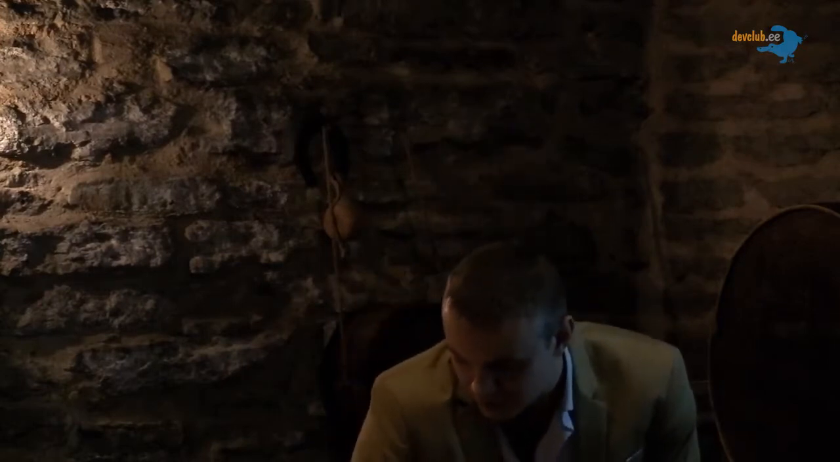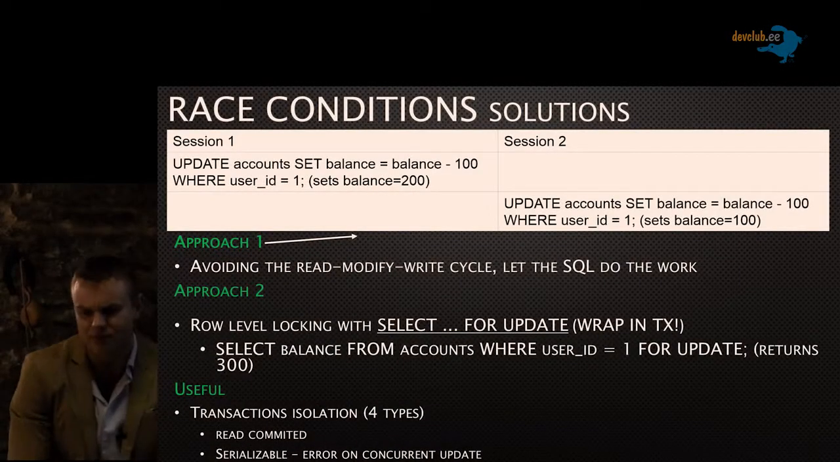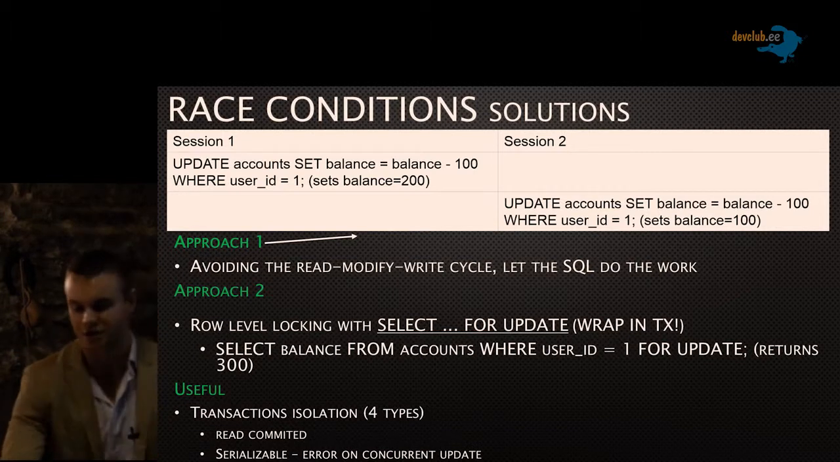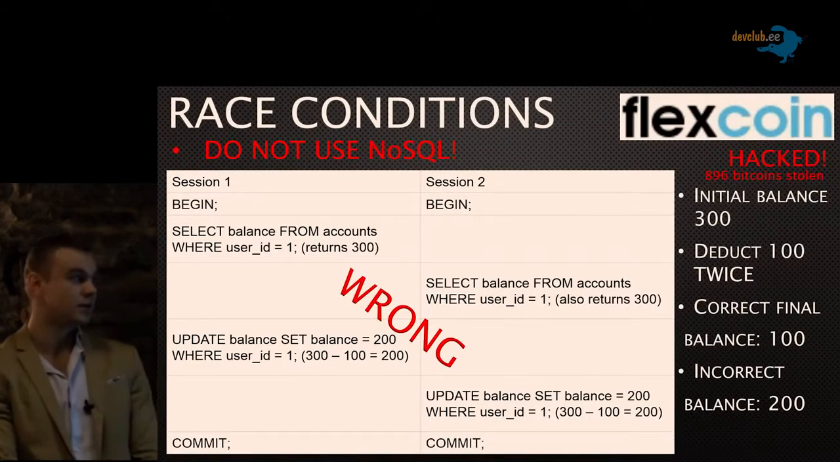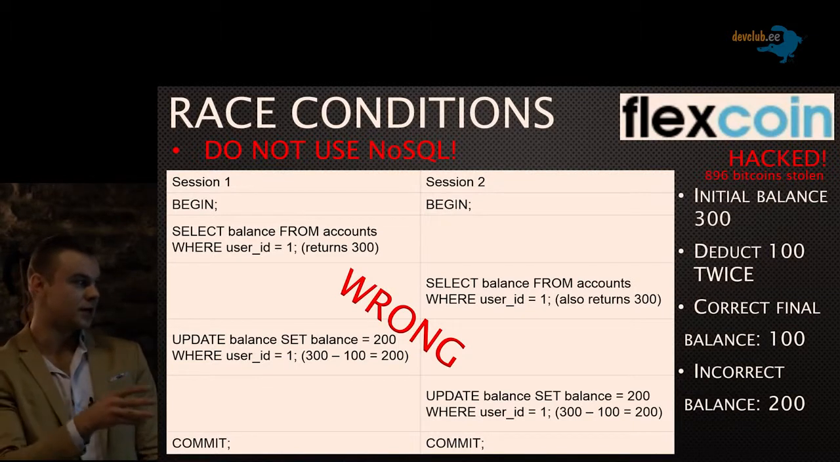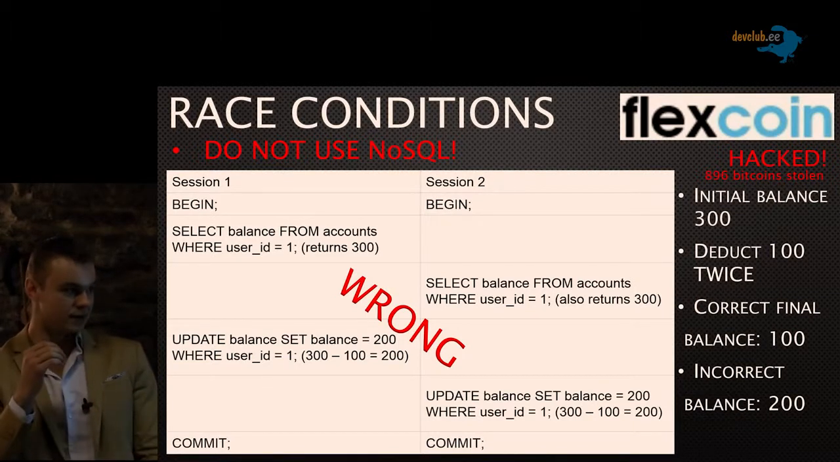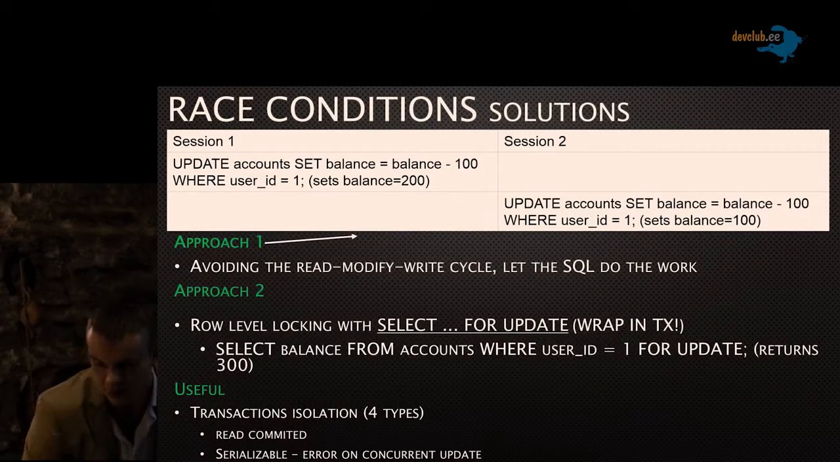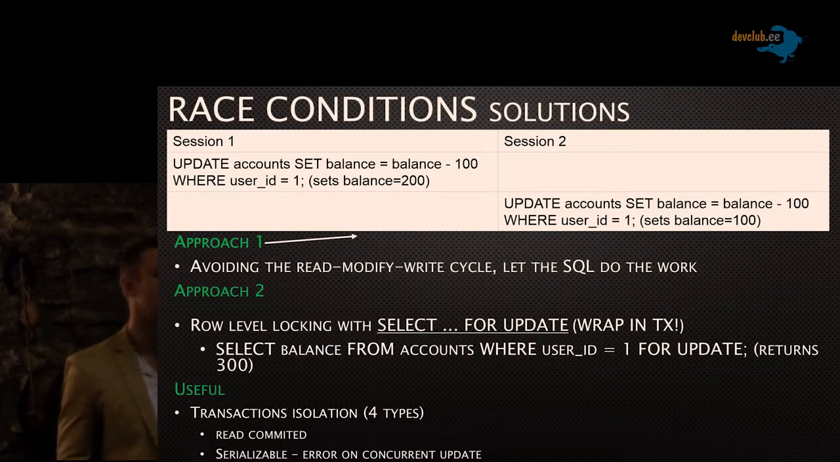But you still did a double spend, and bitcoins are irreversible. You're hacked. You have the vulnerabilities. You're losing money. So how do we fix it? There are a couple of ways. First, don't do the read-modify-write cycle that I just showed, where you select, update, and then save. Don't do this thing. You do this on the database level.